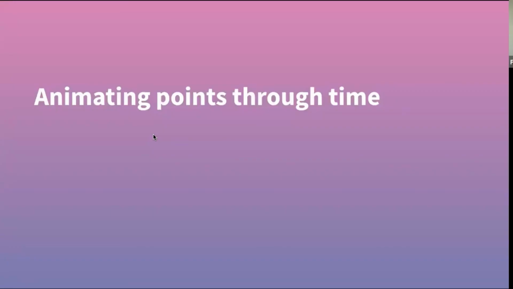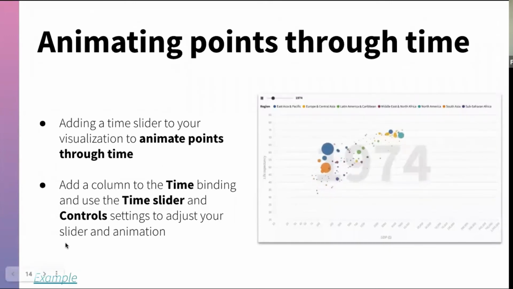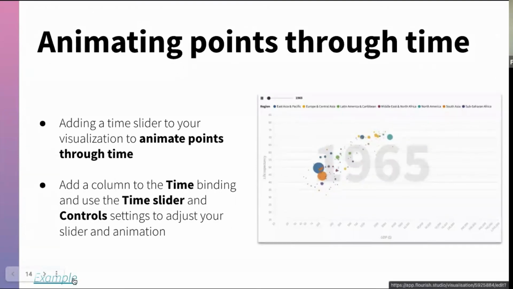The next thing, where we've got a little bit more to cover in only 5 minutes, so I'm just going to whiz through this one, but it's quite a simple one to add once your data is in the right format, is animating points through time. So this is where you want to add a time slider to your visualization. If you've got time series data and instead of having all of those points on at once, you want to add a time slider that plays those points and moves them through time, what you'll need to do is add a column to the time binding and use the time slider and control settings to adjust and customize what your time slider looks like and how the animation behaves.